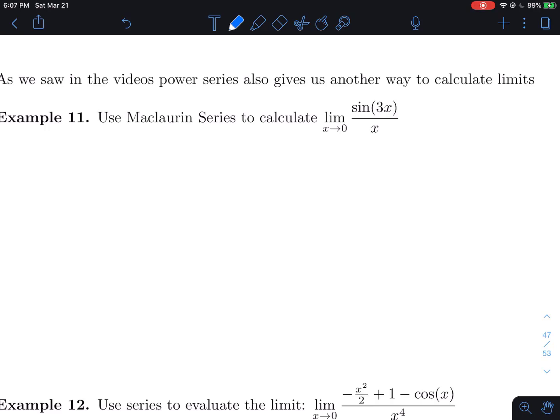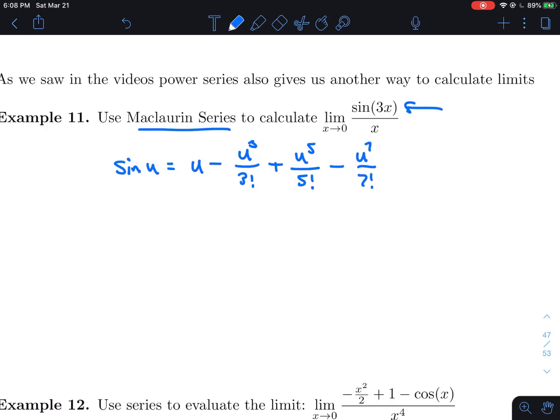All right, so for this one, we're going to use the Maclaurin series, and notice that we know the Maclaurin series for sine. So we're going to use this fact here, that sine of u is equal to, and again, we have all of the odd powers. So this is the first power, then the third power, then the fifth power. Remember that it's alternating, and that you divide by that odd factorial. So something like this. And it keeps on going.